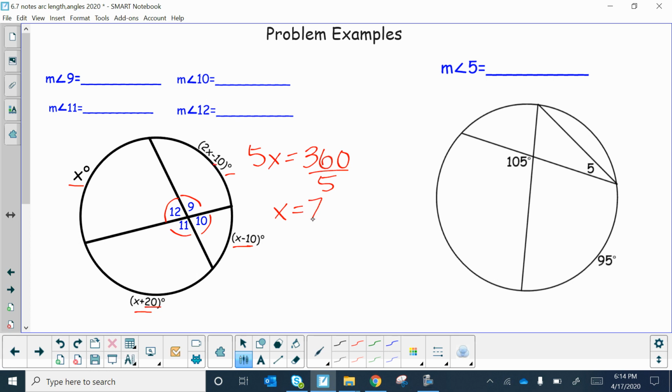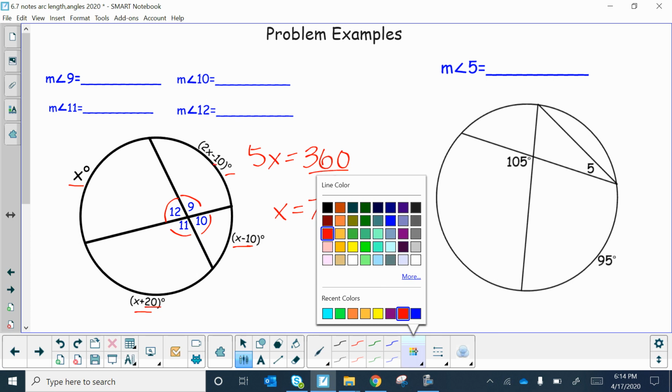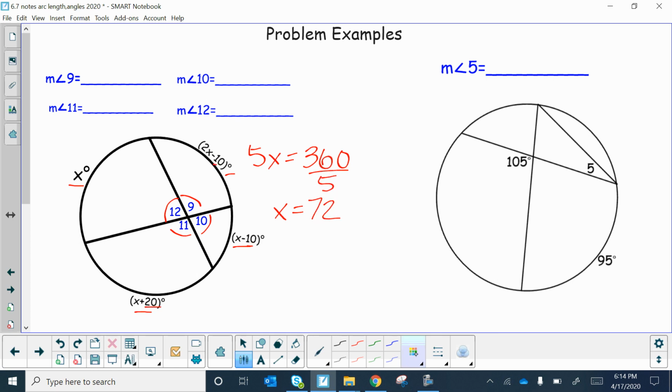72 times. So if I plug 72 in, then I can write down a representation for each arc. So let's do that. 72 minus 10, this arc is going to be 62 degrees. 72 plus 20, this arc is 92 degrees. This one over here is 72 degrees. And then the last arc is 144 minus 10, 134.